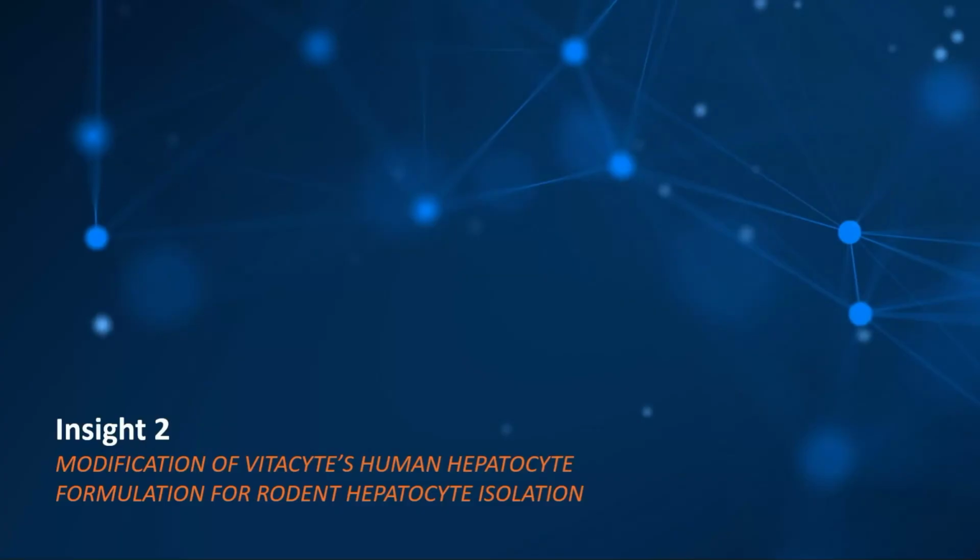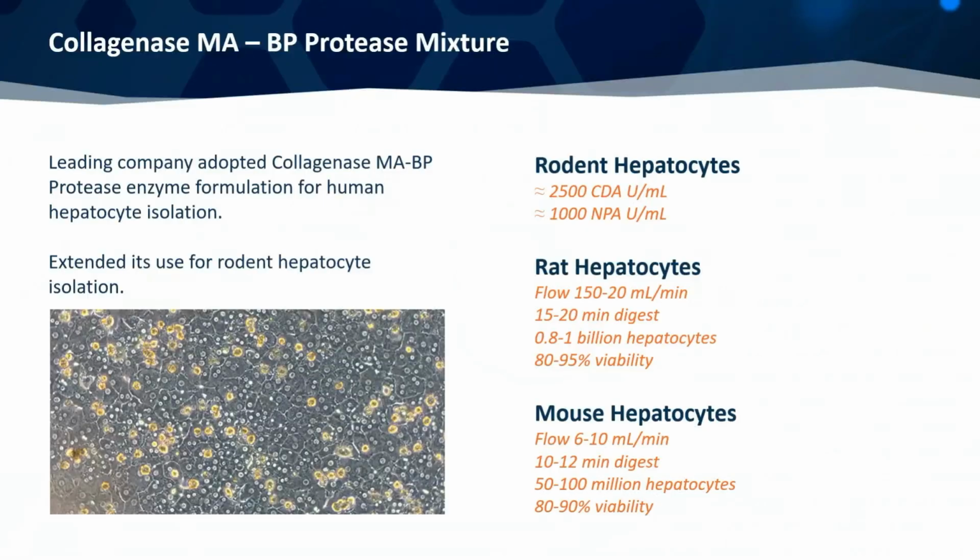Since you now know the composition of the enzymes required for cell isolation, you can modify these compositions. This was done at one company that was an early adopter of our human hepatocyte formulation, and they extended its use to rodent hepatocyte isolation. To the best of my knowledge, this is probably what they used, about 2,500 CDA units, and they cut back the neutral protease activity units.